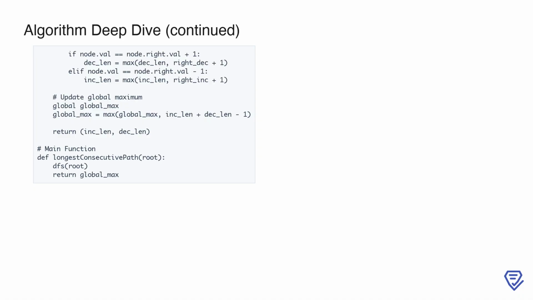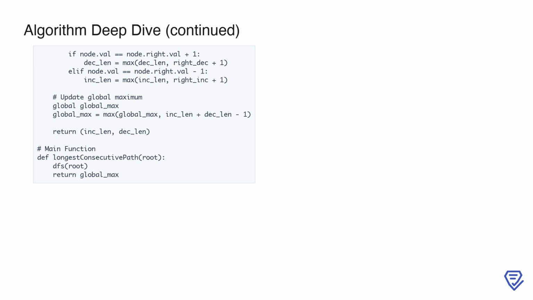Once these checks are complete, we update the global maximum sequence length by taking the maximum of its current value and the sum of inc_len and dec_len, subtracting 1 to ensure the node isn't double counted. Finally, the DFS function returns the updated inc_len and dec_len values for the current node. The main function, longest consecutive path, calls DFS on the root node to initiate the traversal and returns the value of global_max as the result.